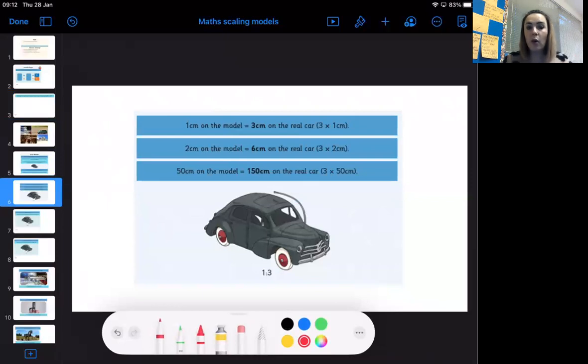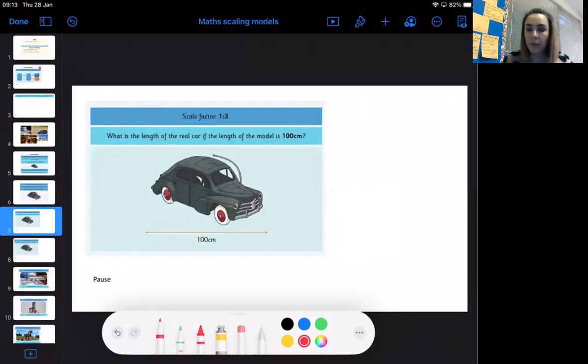1 centimetre on the model, therefore, is the same as 3 centimetres on the real car, because 3 times 1 centimetre is 3 centimetres. 2 centimetres on the model is the same as 6 centimetres on the real car, because 3 times 2 is 6. 50 centimetres on the model is 150 centimetres on the real car, because 3 times 50 is 150.